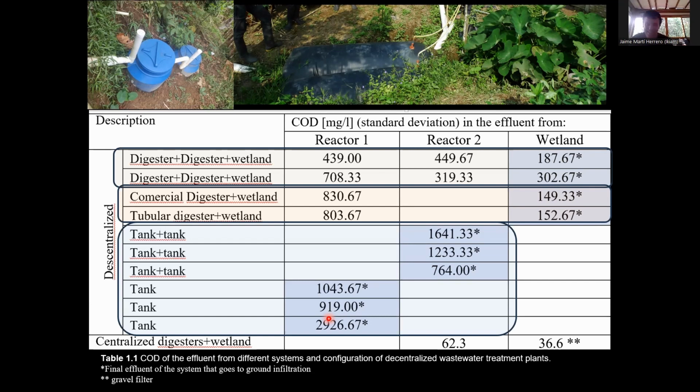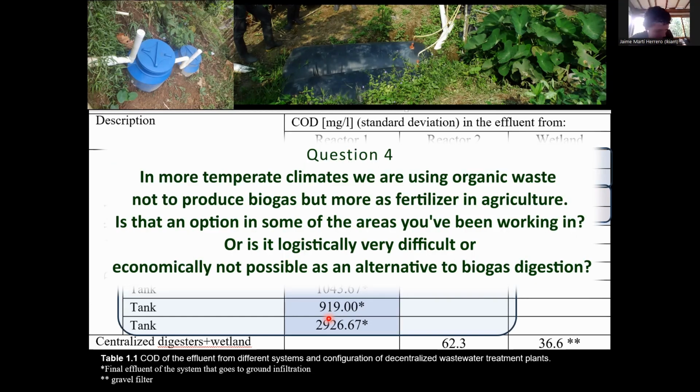Really enjoyed your talk, and it's opened my eyes to a problem I've never thought about. So thank you for that. Question was that quite often in more temperate climates, we are using organic waste not for producing biogas, but actually more as a fertilizer in agriculture. And I wondered whether that would be an option for some of the areas you've been working in, or whether that is logistically very difficult or economically not possible as an alternative to the biogas digestion.